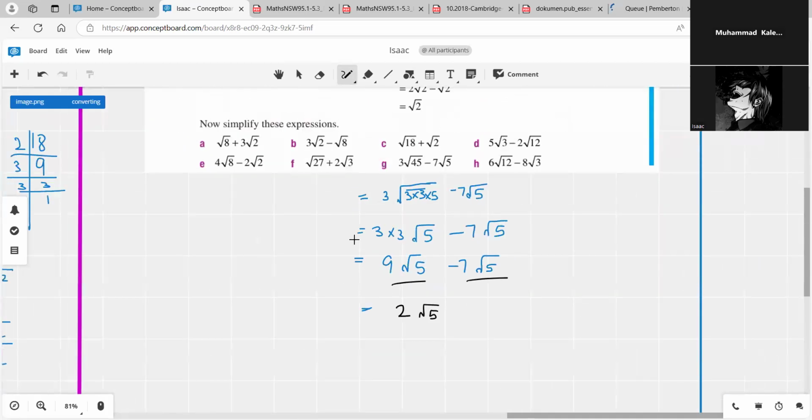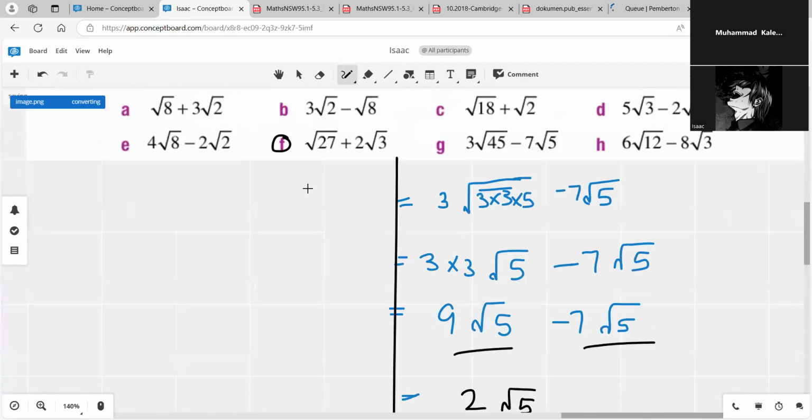Yeah, it makes sense. I didn't do the factorization. Yeah, basically, without simplification, these questions are not possible. Okay, now you can try F1.